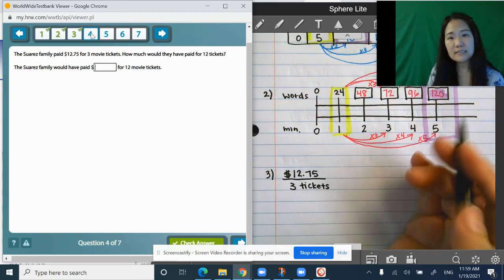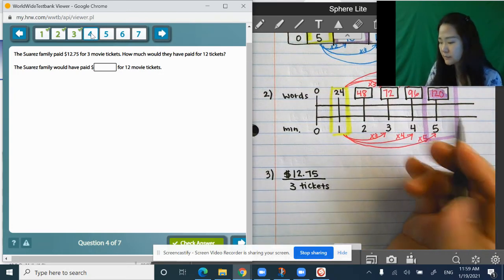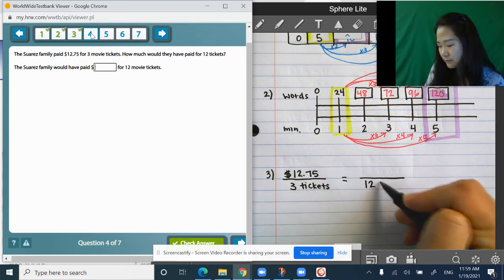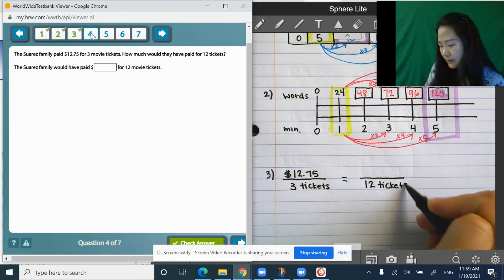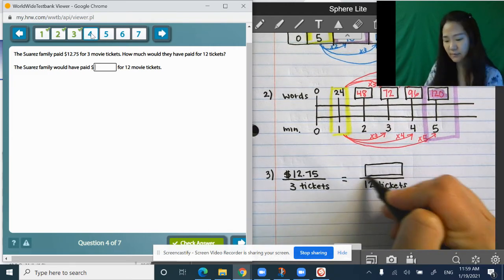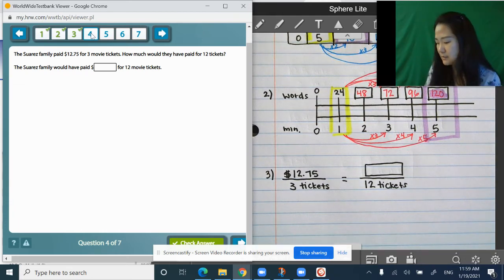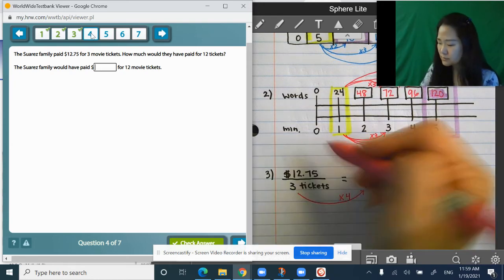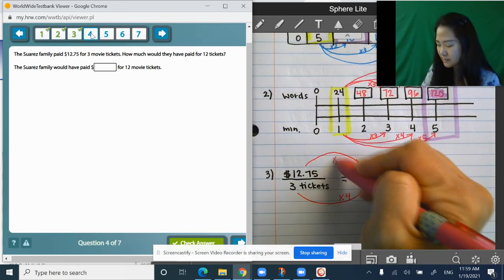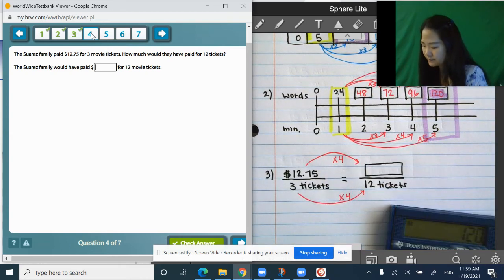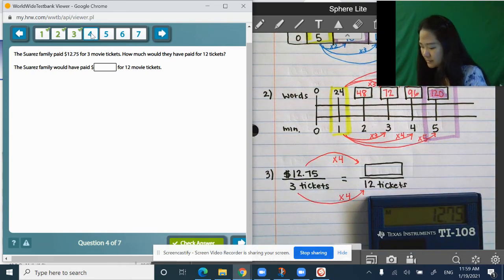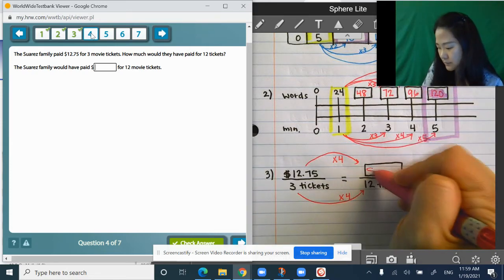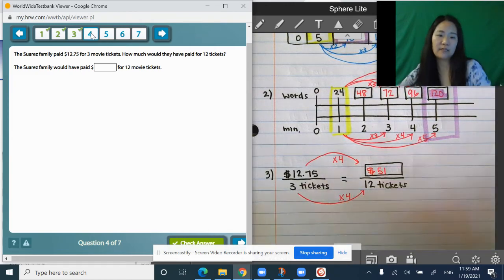Now, I need to find out how much it'll be for 12 tickets. So I'm going to set it equal to, and I'm going to write 12 tickets, and find out how much that is when I find the equivalent rate. I know that 3 times 4 is 12. So if I do $12.75 times 4, it is $51. Let's see if that's correct.